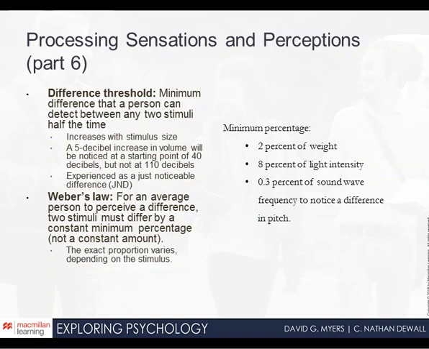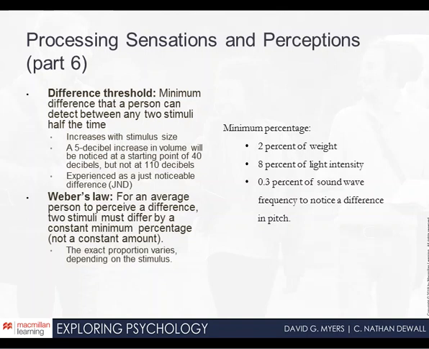Okay, so now let's look at this. We have a variety of types of thresholds here. We have something called the difference threshold. We've talked about absolute already. The difference threshold is the minimum difference that a person can detect between any two stimuli half the time. It increases with stimulus size. A 5 decibel increase in volume will be noticed at a starting point of about 40 decibels, but not at 110 decibels. We experience this as the just noticeable difference.